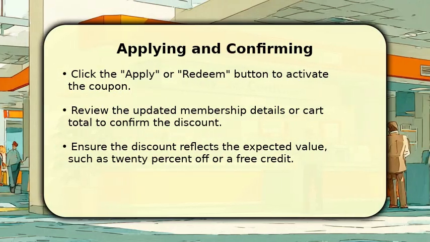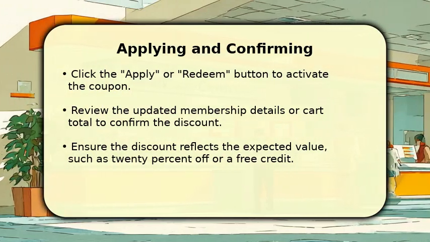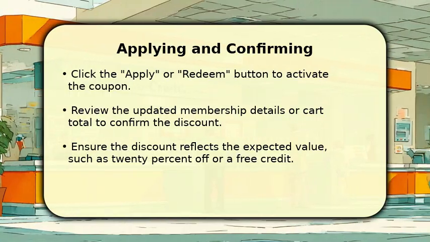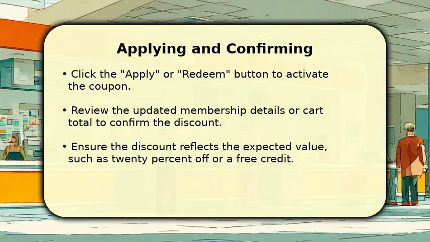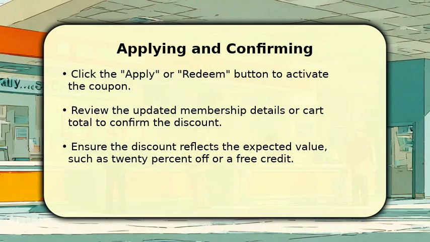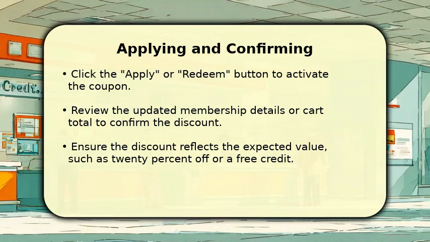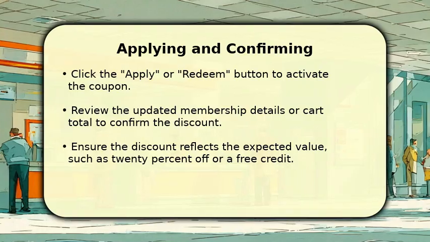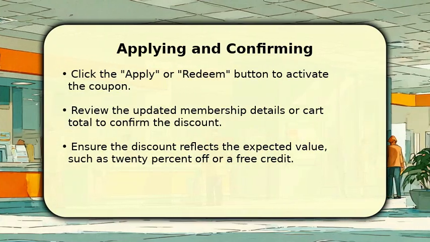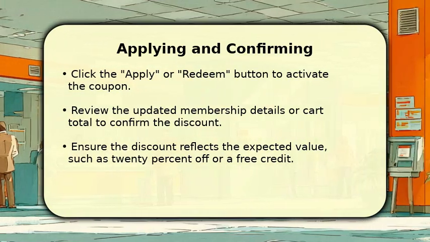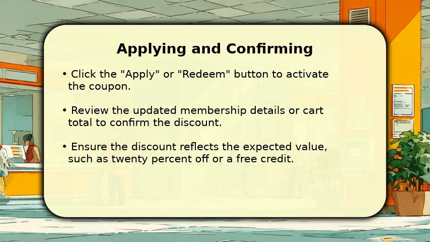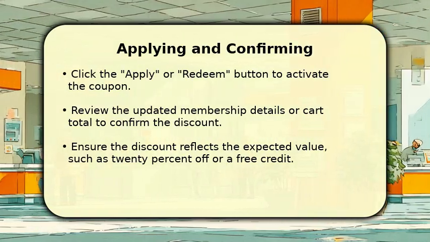After entering your code, click the Apply or Redeem button to activate the discount. You should then see an immediate update to your membership details or the total cost in your shopping cart. Take a moment to confirm that the discount, whether it's 20% off your next month or a free credit, has been correctly applied. This step ensures your savings are reflected accurately.